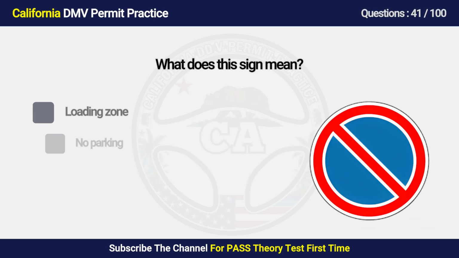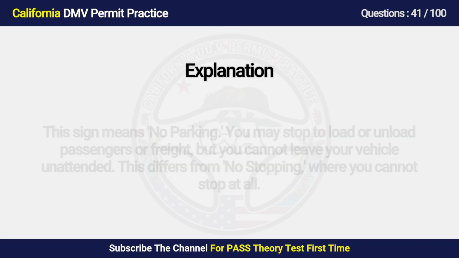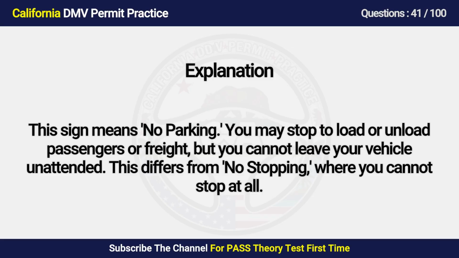Question 41. What does this sign mean? A, loading zone, B, no parking, C, no stopping, D, parking for limited time. Answer is B, no parking. This sign means no parking. You may stop to load or unload passengers or freight, but you cannot leave your vehicle unattended. This differs from no stopping, where you cannot stop at all.